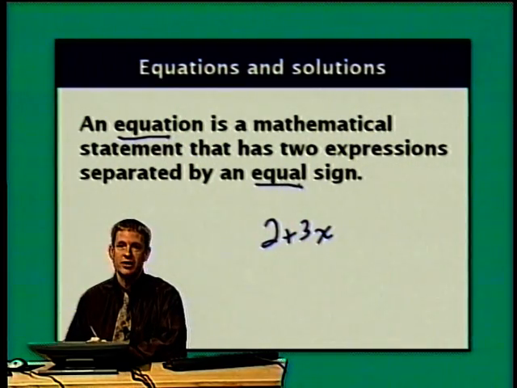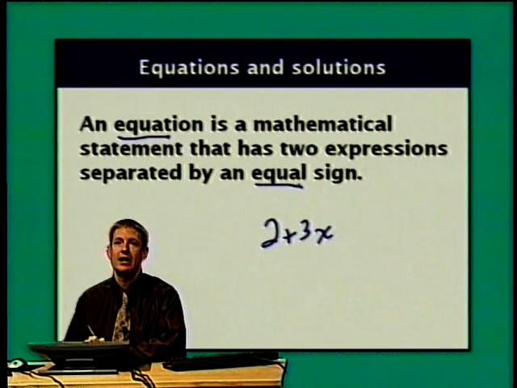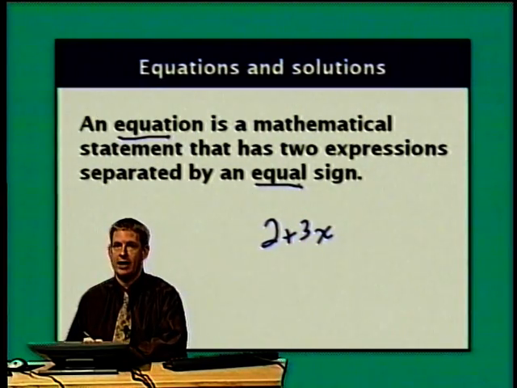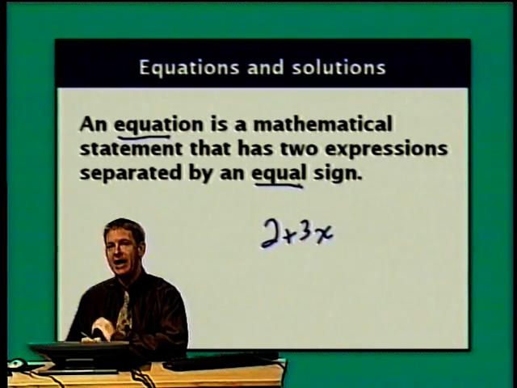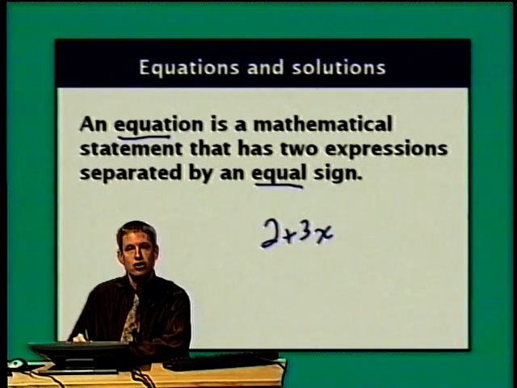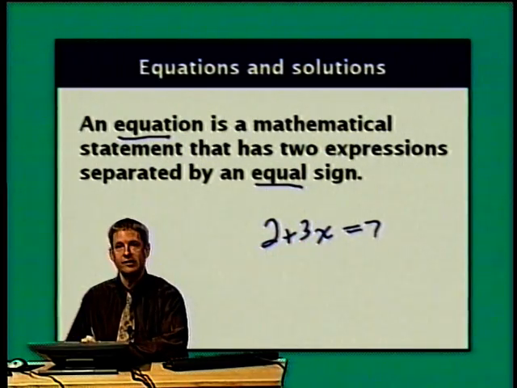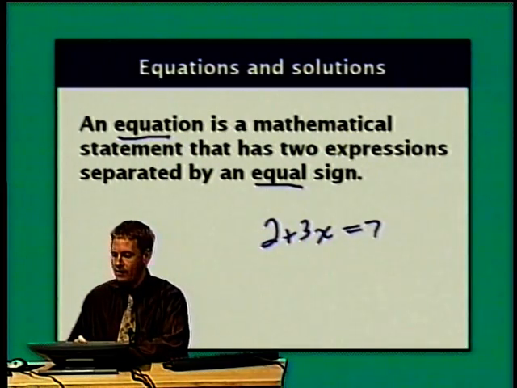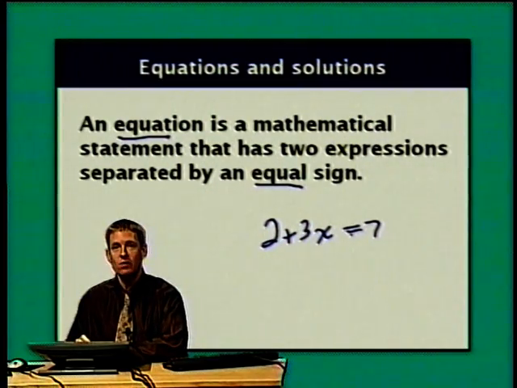So the expression 2 plus 3x is not an equation because there's no equal sign here. I could make this an equation if I took 2 plus 3x and said that it was equal to 7. Now we have two expressions separated by an equal sign.